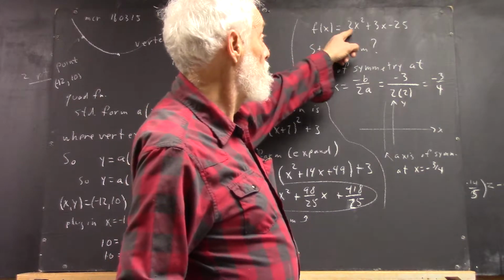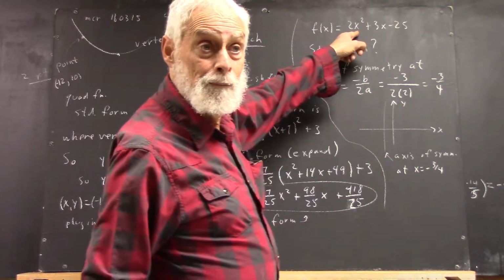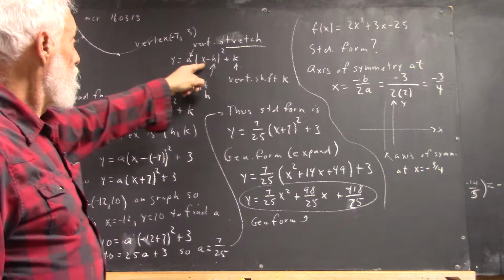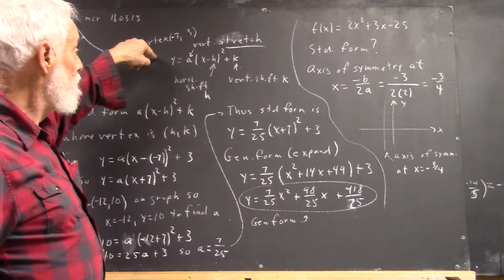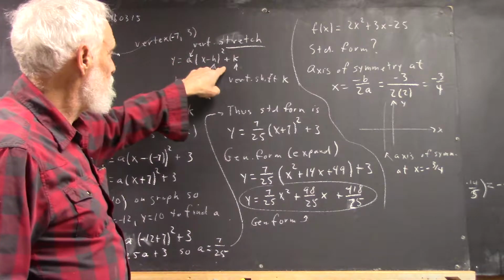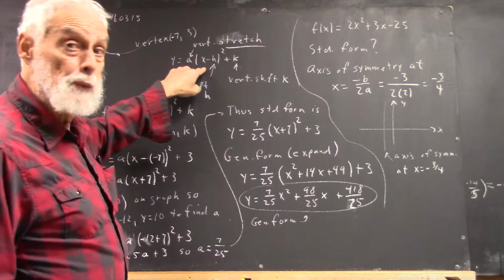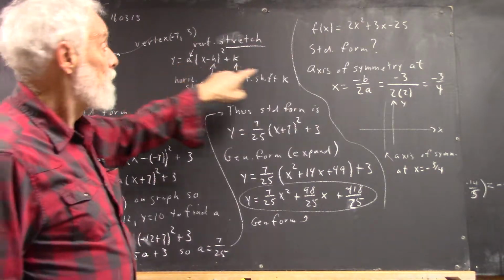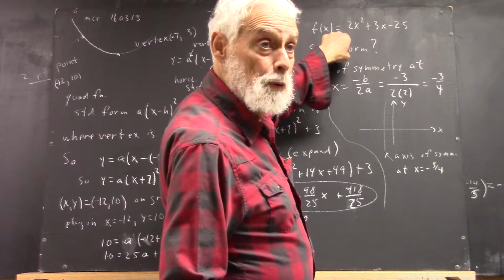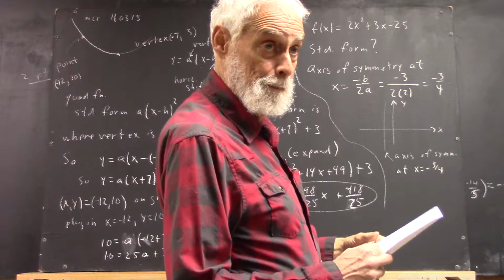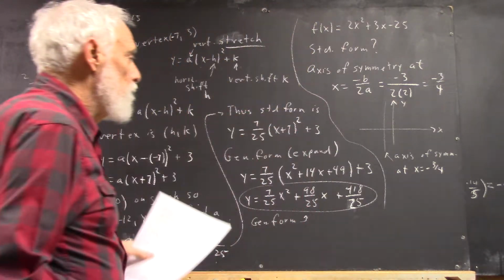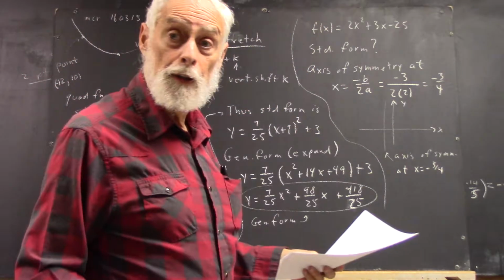Vertical stretch is always what's in front of x squared, or the coefficient of the x minus h squared if you're in this form. And you can see that if I multiply a times the square of this, I'm going to get an ax squared, right? So when I put it in this form, this is going to be my vertical stretch. Okay, so there's your axis of symmetry. How do we locate the vertex?